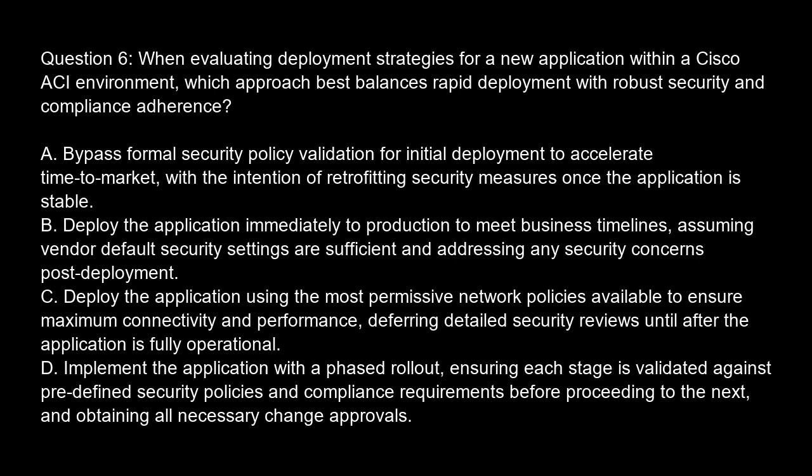Option B. Deploy the application immediately to production to meet business timelines, assuming vendor default security settings are sufficient and addressing any security concerns post-deployment. Option C. Deploy the application using the most permissive network policies available to ensure maximum connectivity and performance, deferring detailed security reviews until after the application is fully operational. Option D. Implement the application with a phased rollout, ensuring each stage is validated against predefined security policies and compliance requirements before proceeding to the next, and obtaining all necessary change approvals.